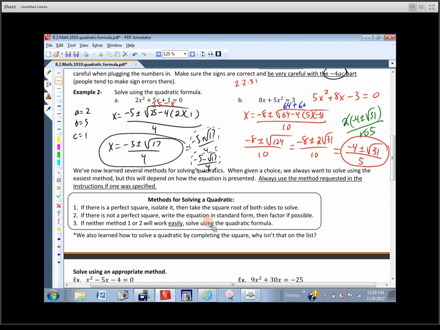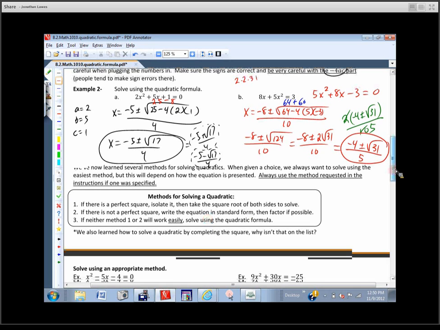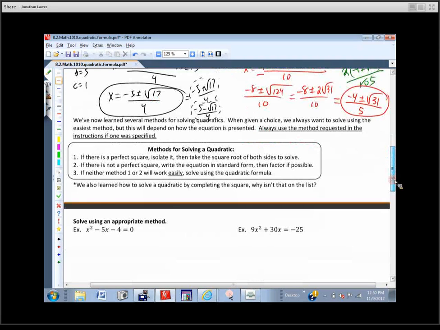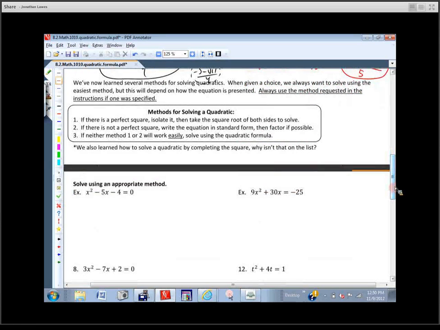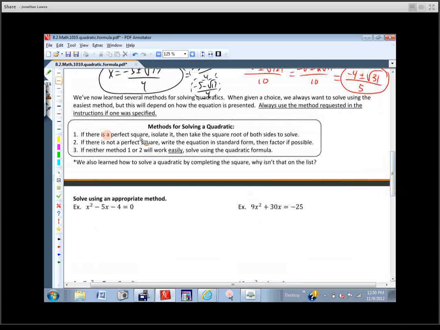Okay? Now, that's not to say that you're never going to get instructions that say solve this by completing the square. And that's definitely not to say that solving by completing the square is not a useful skill. It is. We use completing the square all the time. You're going to use it in 1050. I will probably ask you one question on the test where it says solve this by completing the square just to make sure you haven't forgotten. Okay? All right.